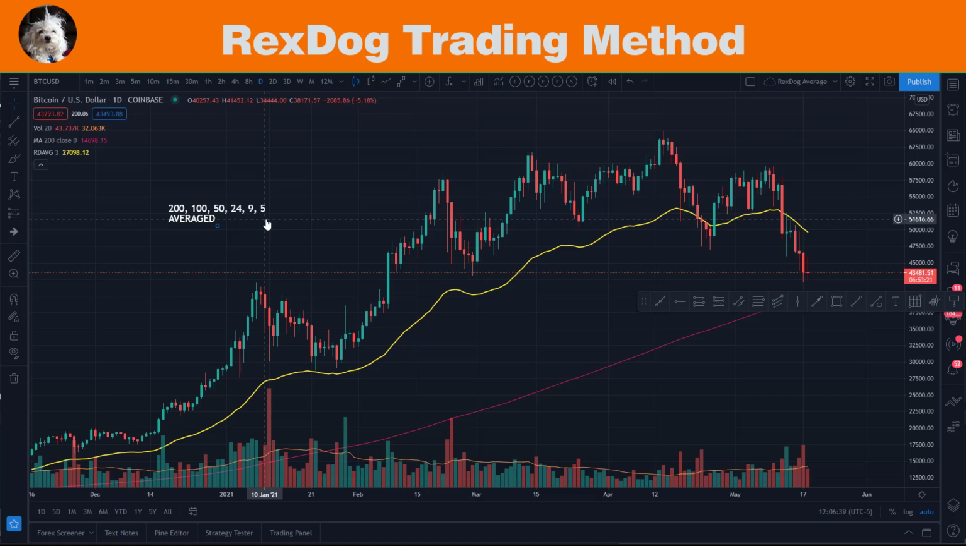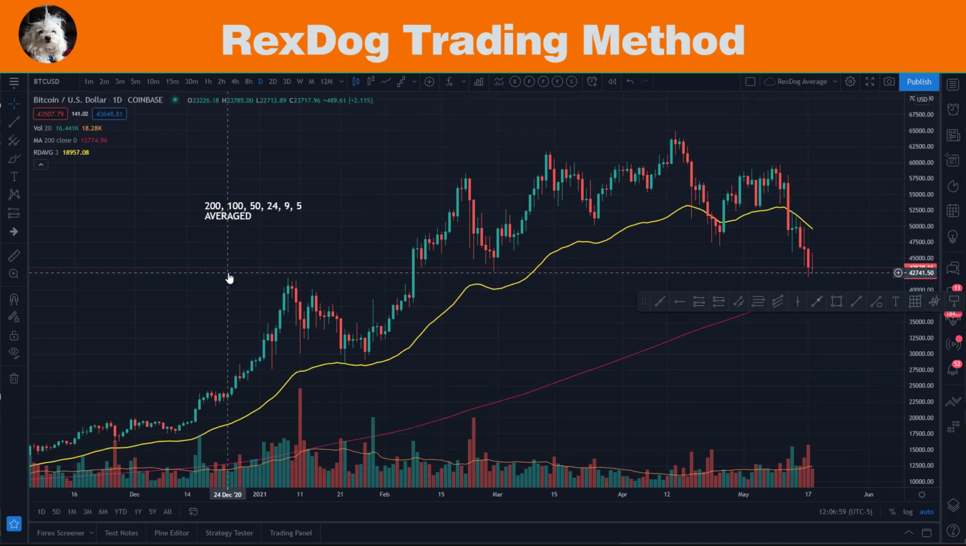Now there will be more advanced RexDog averages coming out. I have those and I'm working on them. We're working on an exponential moving average that has a little more mathematical stuff to it. But at the bottom line, this is the one I use. This is the base of my system. And you'll see as we start going through the markets. I don't want to make this video too long, so let's just start going through the markets and through different time frames.